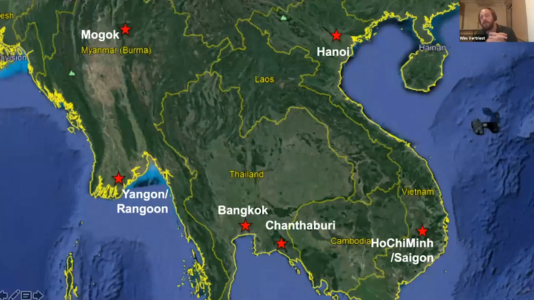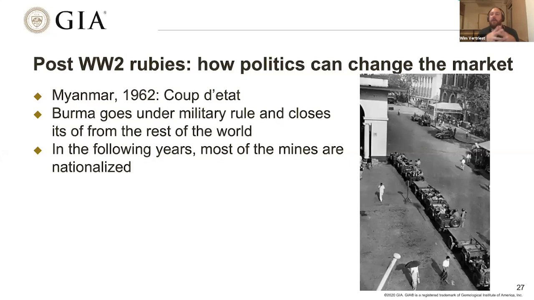So if we look at post-World War II rubies and really look at how politics can affect the market, you have to know that in 1962, there was a coup d'etat in Myanmar where Burma went under military rule and closed itself off from the rest of the world, quite literally. Nothing went in and out anymore. And in the following years, most of the gem mines were nationalized. So a lot of the gem resources from Myanmar, including rubies, were nationalized with various degrees of success.